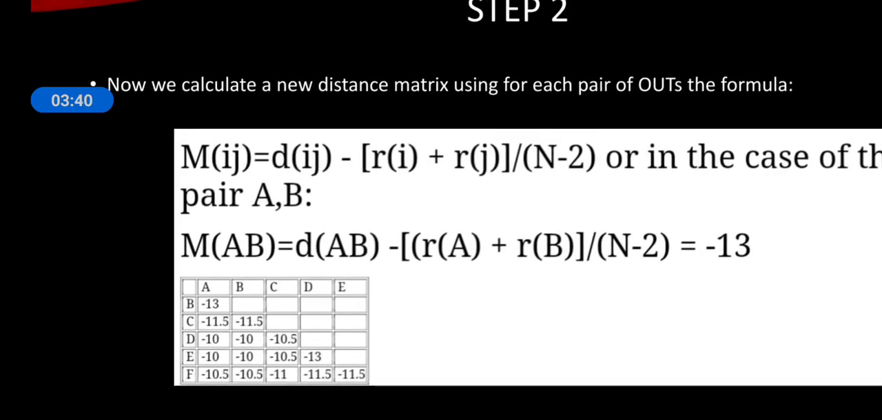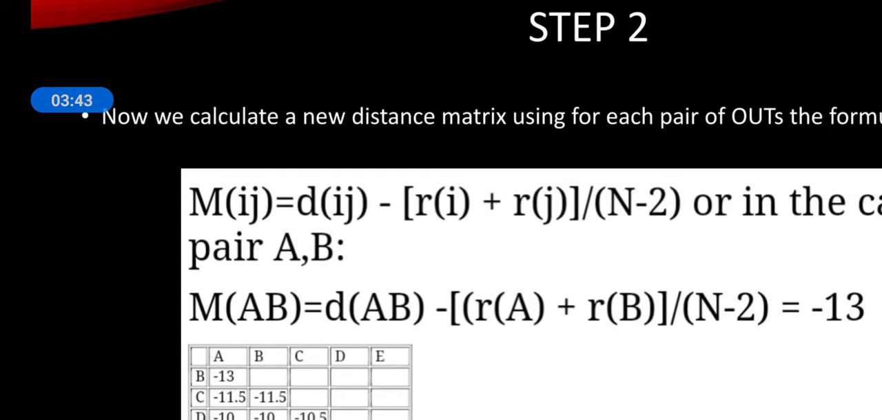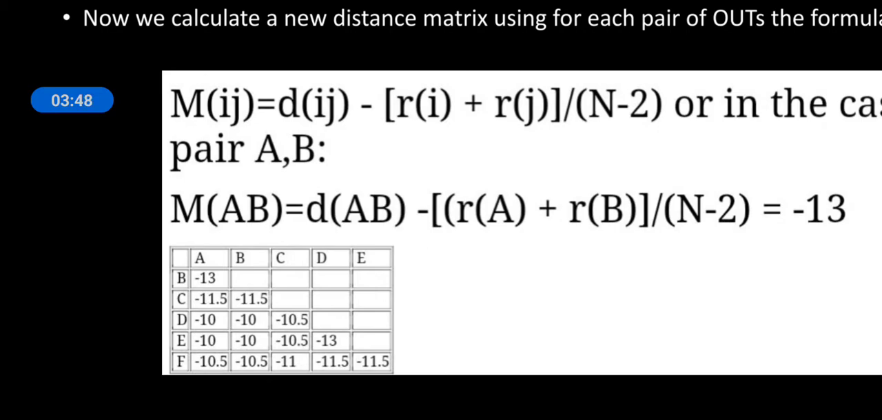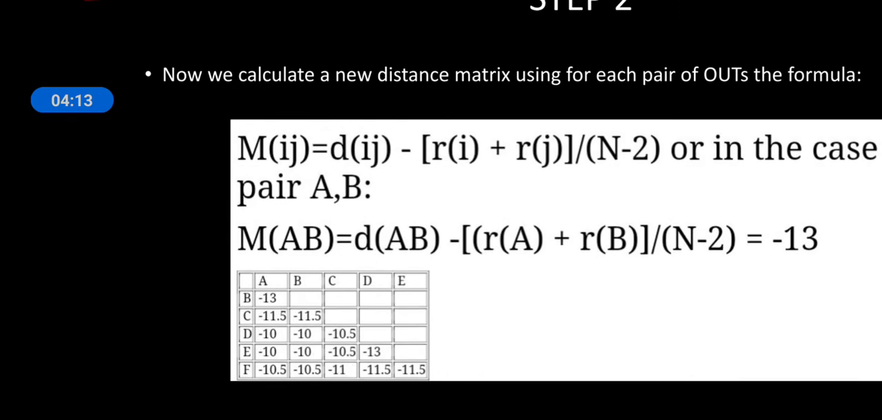For example, I have to calculate from A to B. I take the distance of A to B, that is the branch length from A to B, and then I subtract the net divergence of A plus net divergence of B, the whole divided by n minus 2. N in this case is 6, since you have 6 groups. So you will get minus 13. Likewise, you have to calculate for all the other pairs.